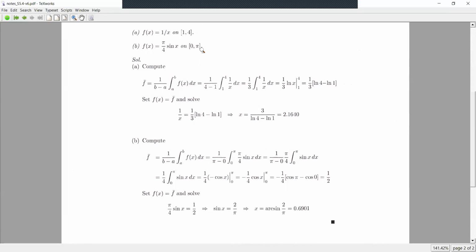Pi is 3.14. So at this point, the function value is equal to f bar, the average function value.